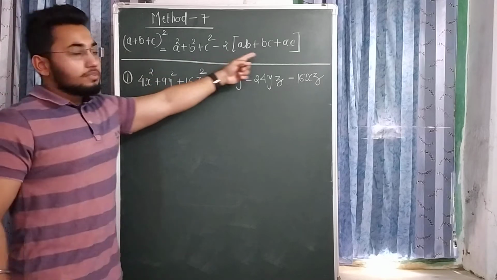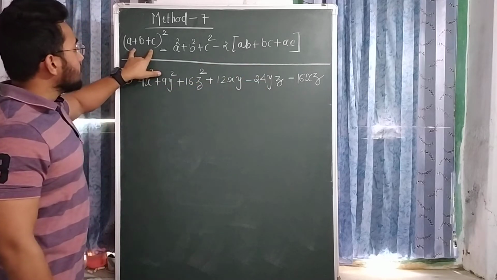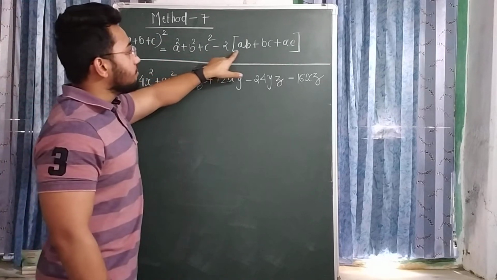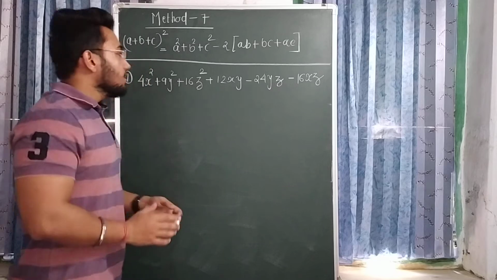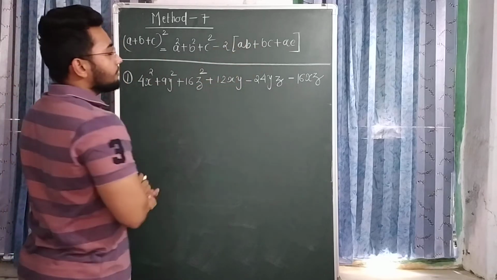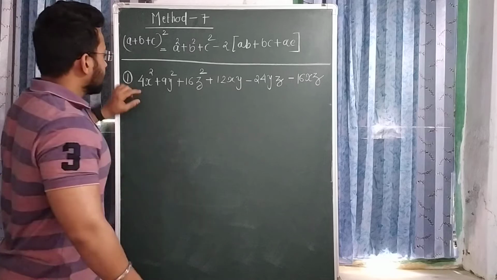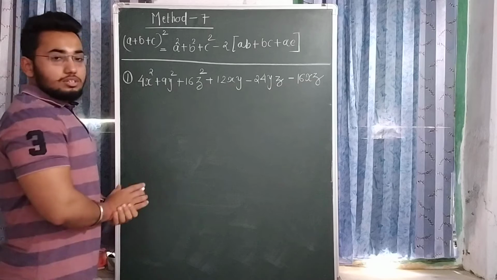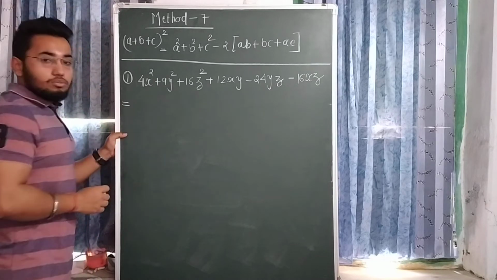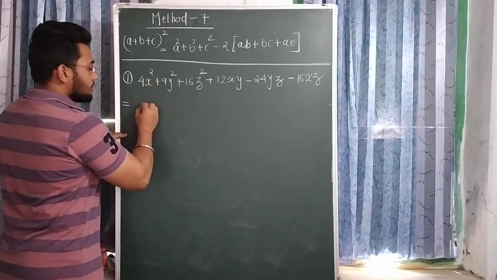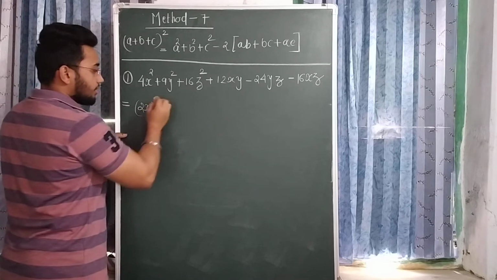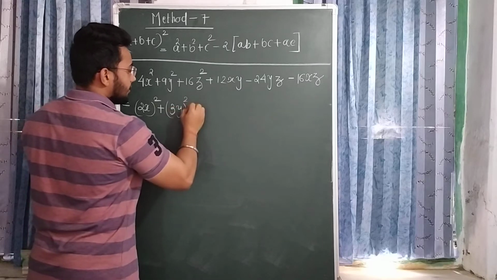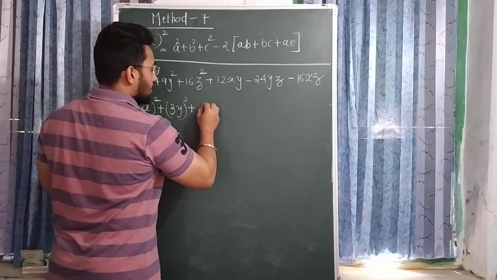So this identity you already see: (a plus b plus c) the whole square means a square plus b square plus c square minus 2 in bracket ab plus bc plus ac. Now we just have to elaborate this whole formula here. You see this is the 4x square, 9y square, 16z square. Now we all know that 4x square is a square of 2x. I can write 9y square is a square of 3y and 16z square is a square of 4z.